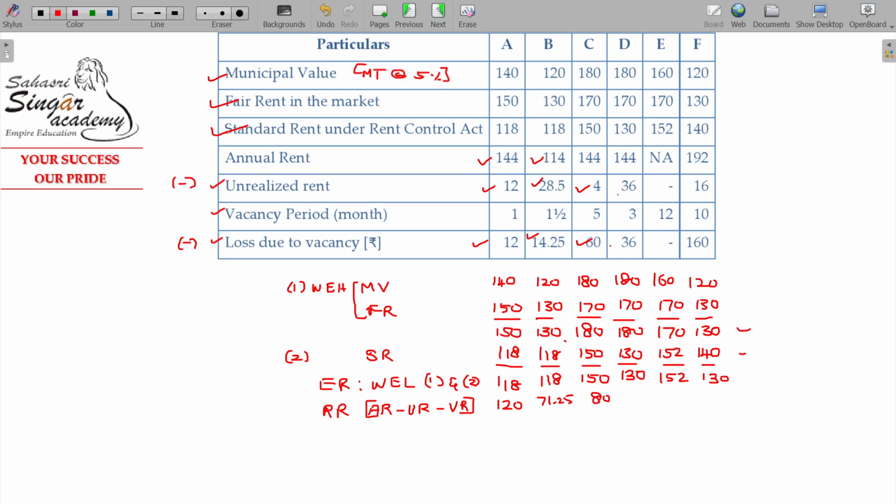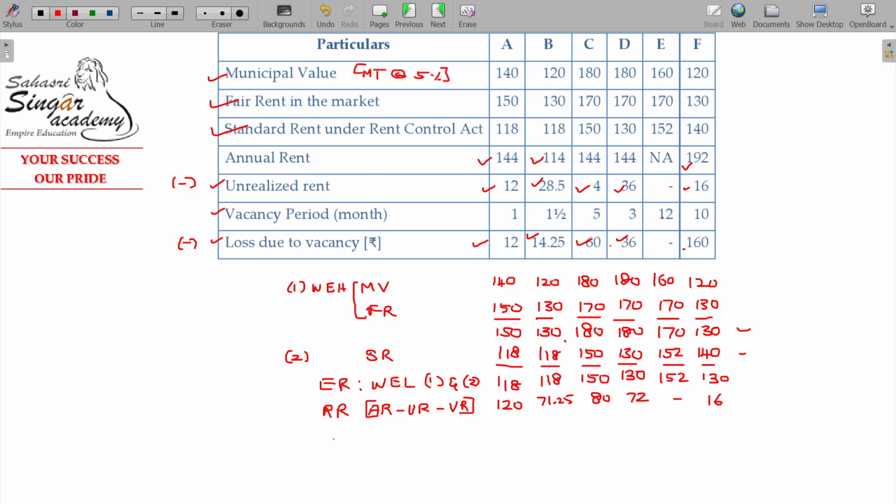Then here 36, 72 should be subtracted, so 72. In this case, unrealized rent does not apply. It is fully vacant, so this is not applicable. But if vacancy is proved, otherwise the expected rent will be considered as your GAV. For E and F, we have 192, unrealized rent 16, and 160, so the value will be 16.